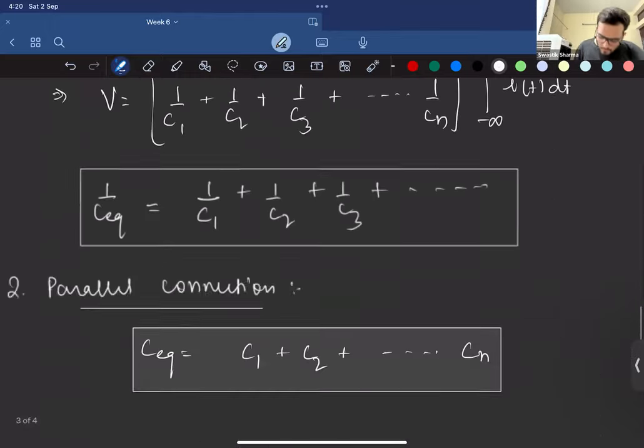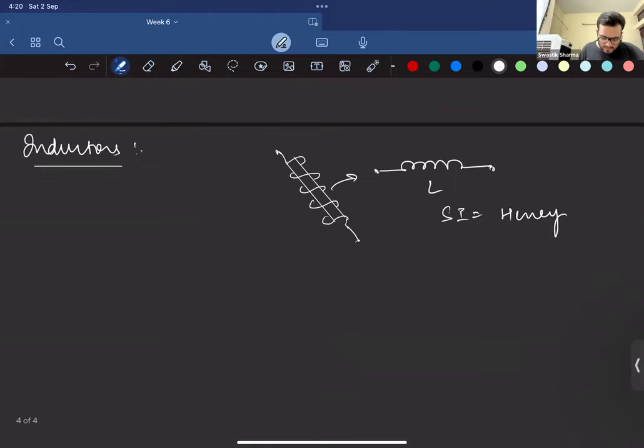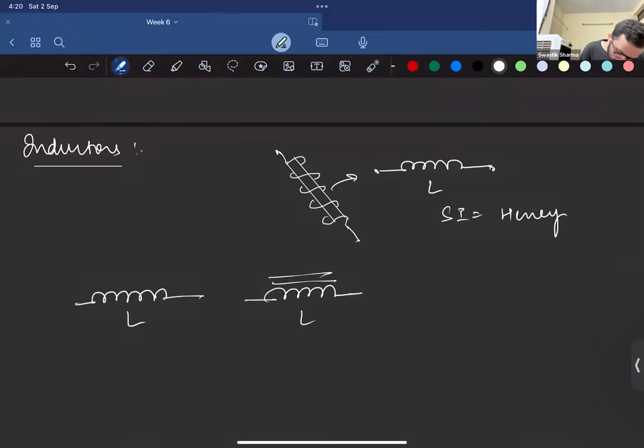Normally you'll see inductors being represented like this, and their SI unit is Henry. There are different ways of representation you will come across, normally like this, or with some core. Let's draw it outside like this. Generally, this is an air core, and this is an iron core. That's the only difference.